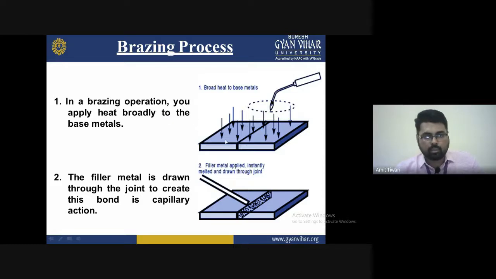You can see these are the two metals we join, and there is a gap between them. You put the filler metal in the gap and apply high-temperature arc heat to it. After melting, the empty gap is filled, and after it solidifies, the parts are joined together, making a single piece rather than two pieces.